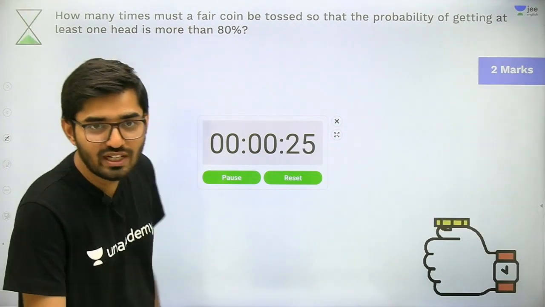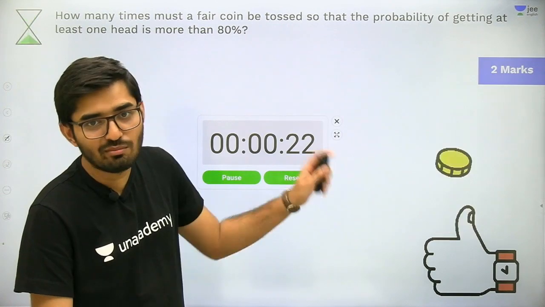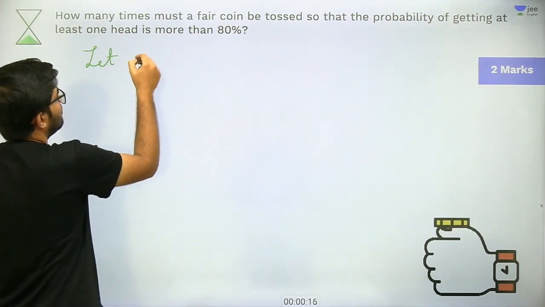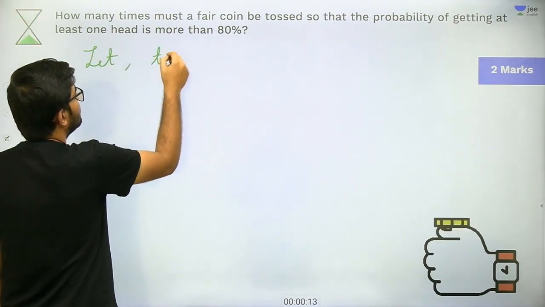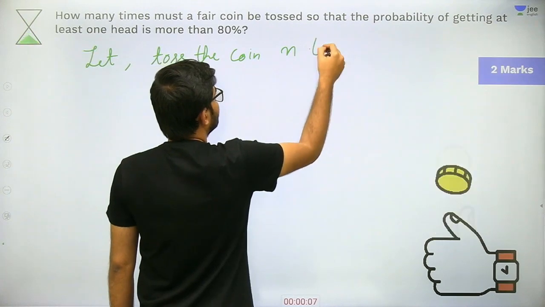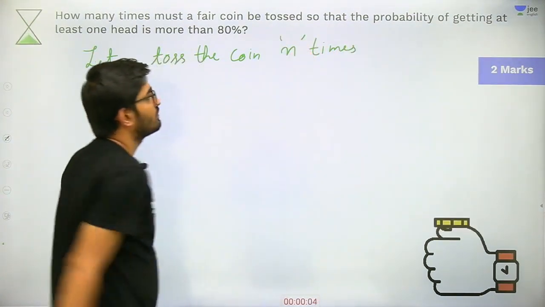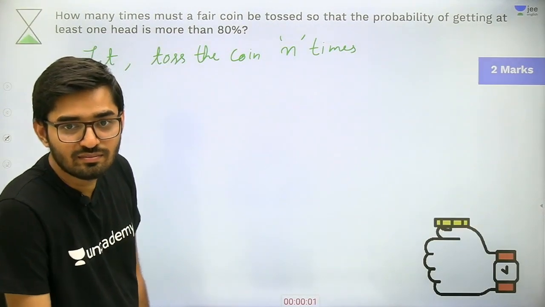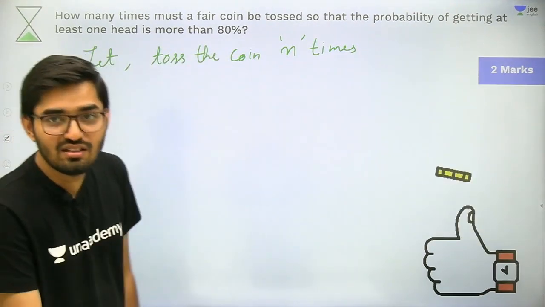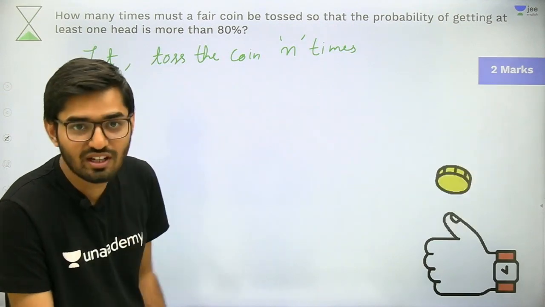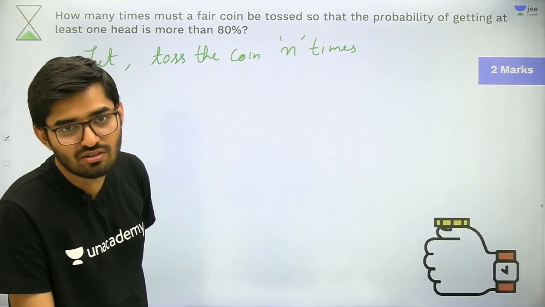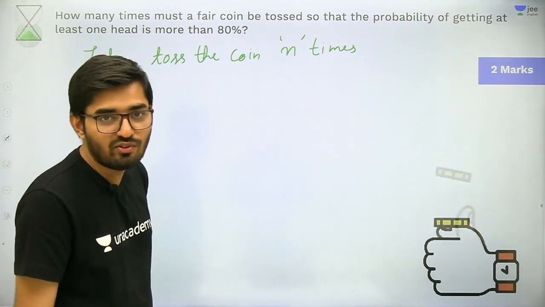If you want a hint, I'll give you a hint also. Just assume that we will toss the coin n number of times, and we want at least one head. At least one head means minimum one head must be there. So if we are tossing the coin n number of times, out of that we want minimum one head.